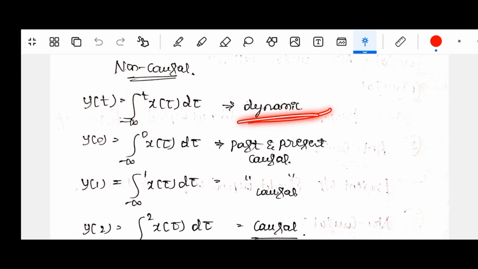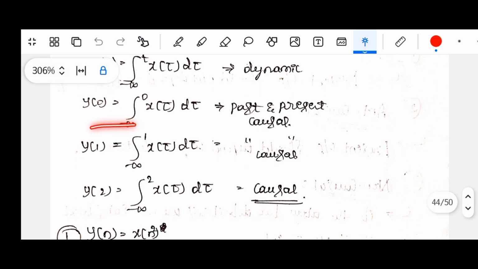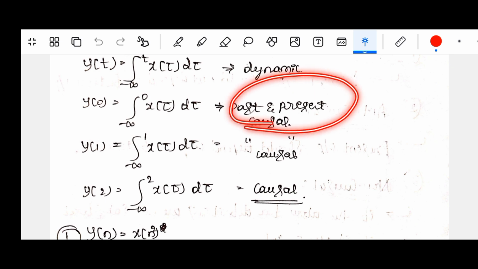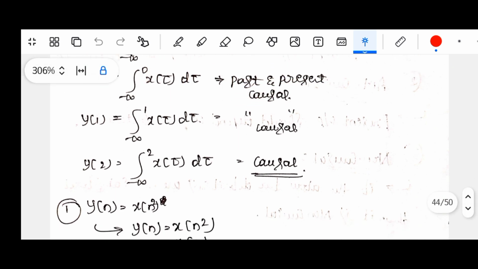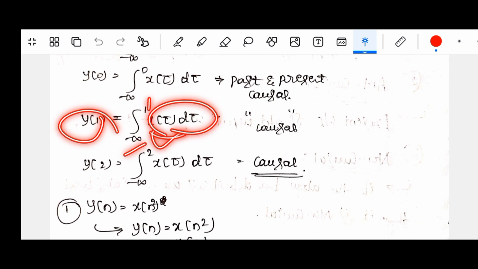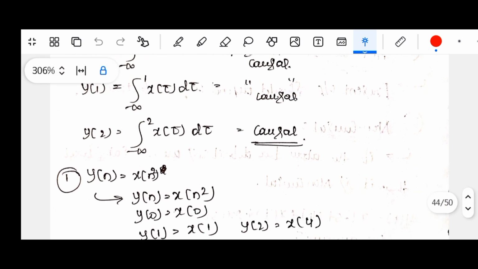It is also non-causal. y(t) is equal to the integration from minus infinity to t of x(tau) d tau. It is dynamic. y(0) is equal to minus infinity to 0 of x(tau) d tau. It is past and present. Both past is also present and present is also present. Therefore, it is causal. y(1) is equal to minus infinity to plus 1 of x(tau) d tau. It is also causal.